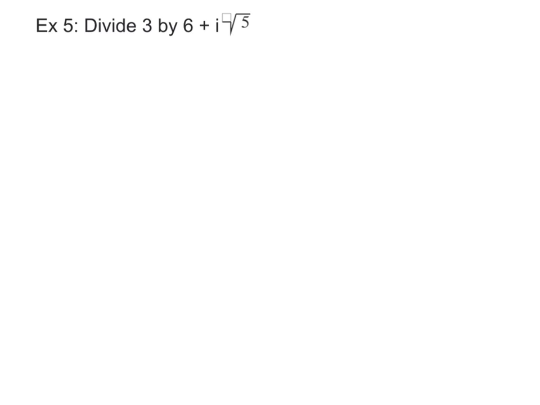We're going to divide 3 by 6 plus i square root of 5. So 3 is going to go on top, and 6 plus i square root of 5 will go down below. Now understand, we don't like the square root down below, am I right? That's what we've been taught from day 1. So, if you can imagine, we're going to multiply by what we used to call the conjugate.